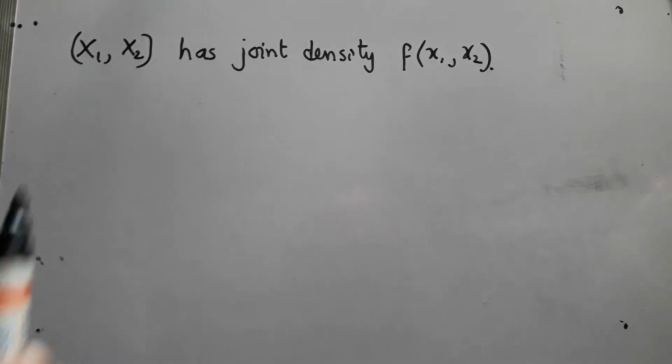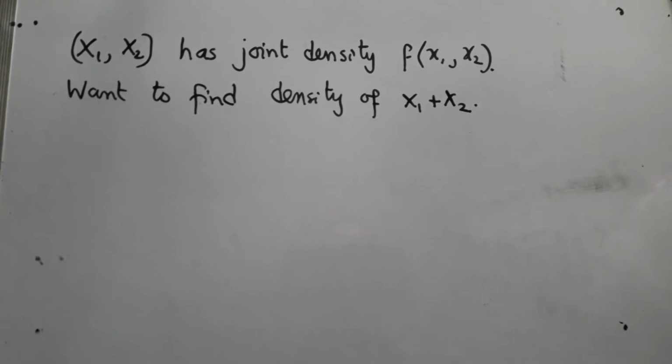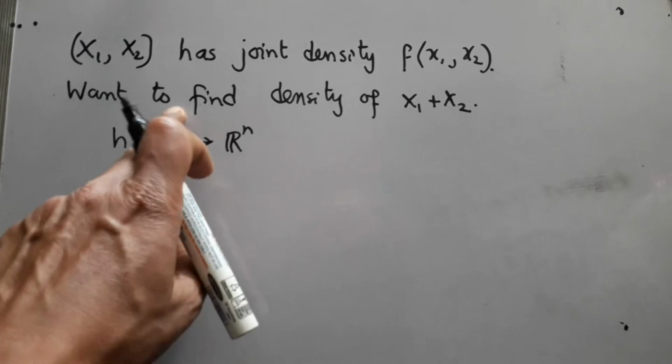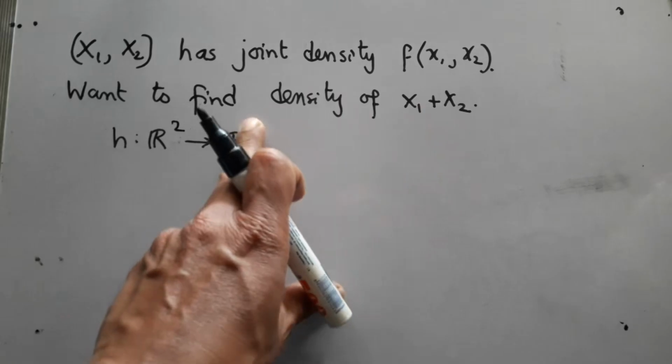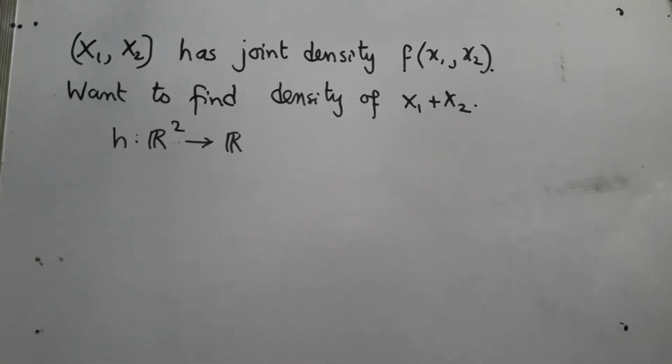Sometimes we have to work with x1, x2 with some given joint density, and we want to find out the density of x1 plus x2. Then can we use the Jacobian formula? Well, when we learned the Jacobian formula, it worked from Rn to Rn. But in our case, we are starting with two random variables and we are ending with just a single random variable. So you cannot use it directly, but indirectly we can use it.